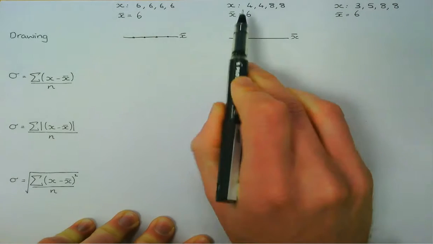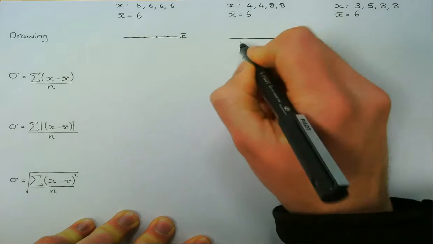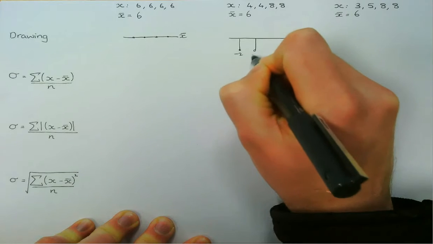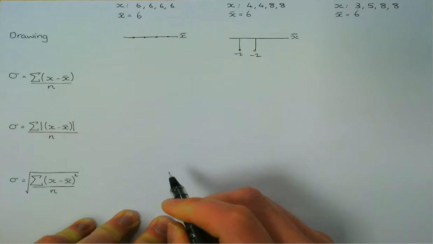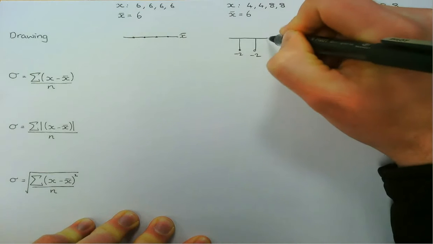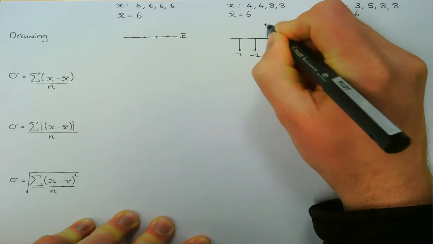So you can see the first point here is actually 2 marks below the mean. So I'm going to just draw this to show that those results are 2 below the mean. And the 8s, they're actually 2 above the mean. So they're up there. So +2 and +2.